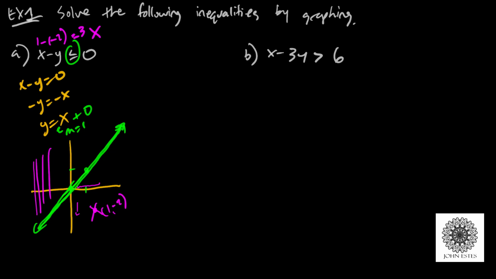Okay, so this is actually the part we want to highlight. You see why the test point's useful, because at first it's tempting to say, since it's less than or equal to, I need to highlight the bottom part, but actually it was the opposite. It was the other direction. Alright, so let's look at part B.